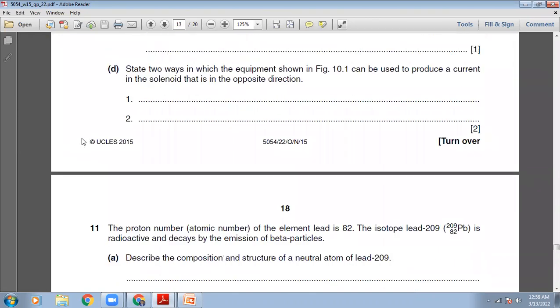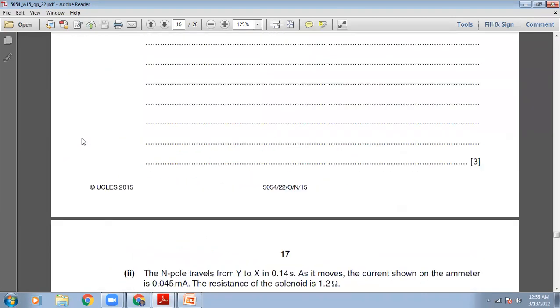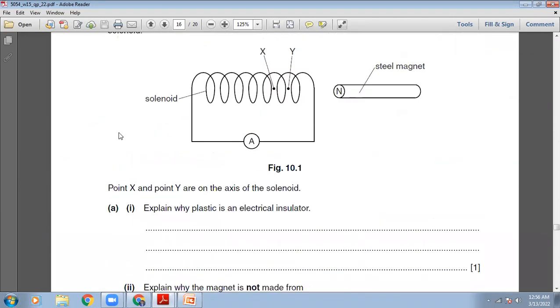State two ways in which the equipment shown in figure 10.1 can be used to produce a current in the solenoid that is in the opposite direction. If you want to produce the current in the opposite direction, there can be two things. Either you reverse the polarity of this magnet. Here you have the north pole, just bring the south pole here and the north pole there. The direction of the current here will change.